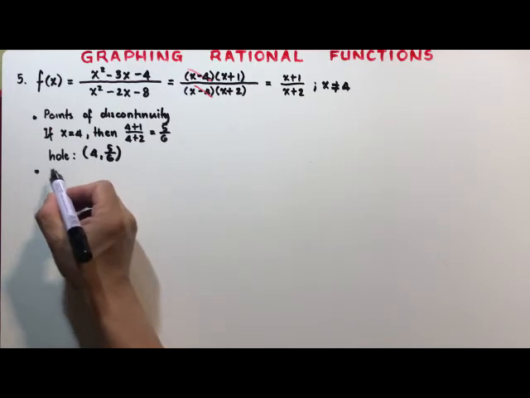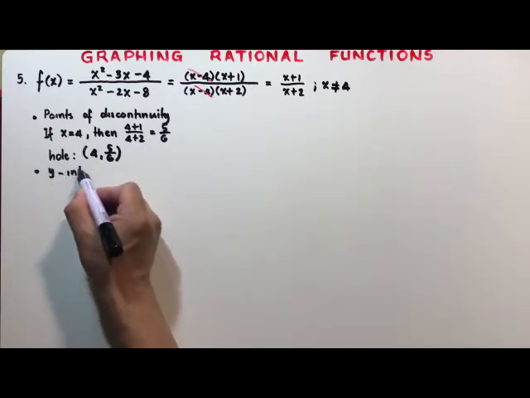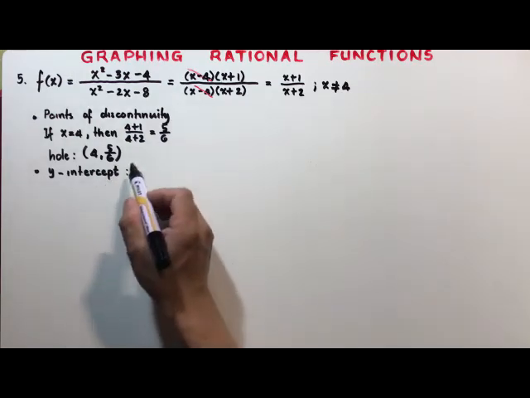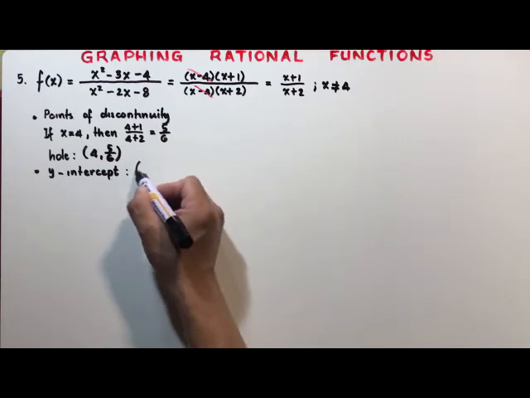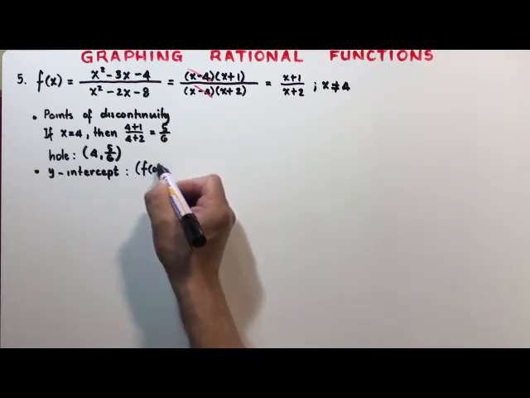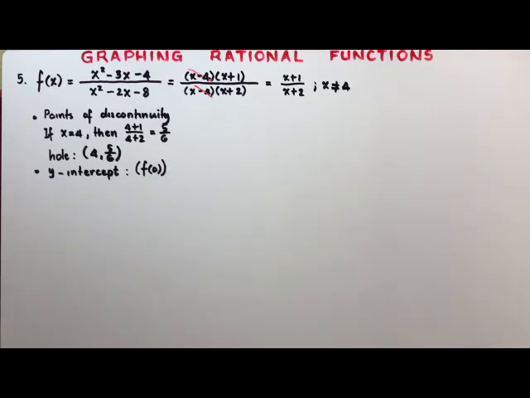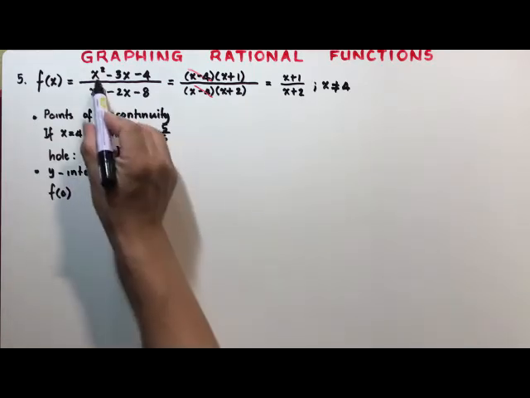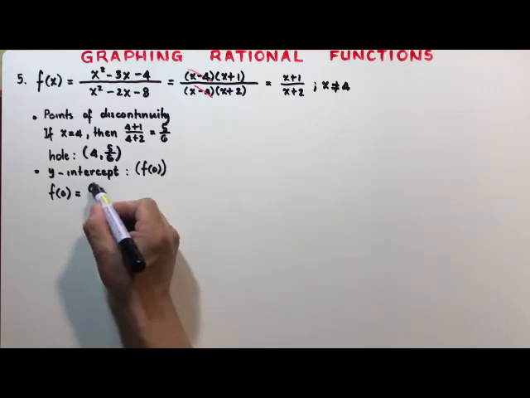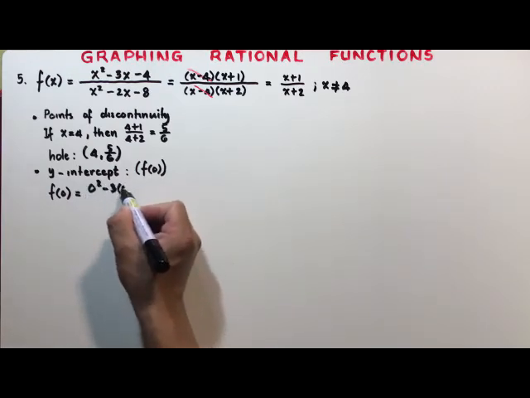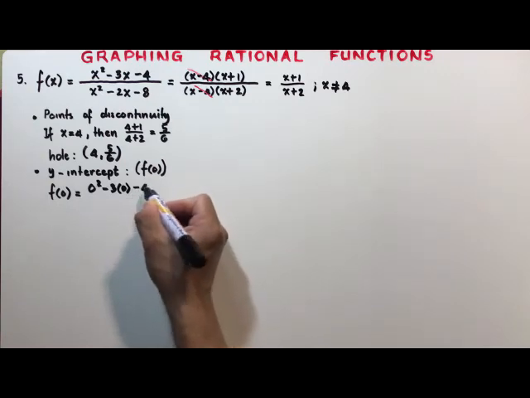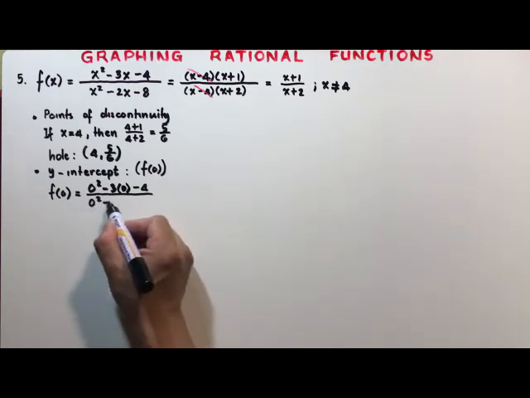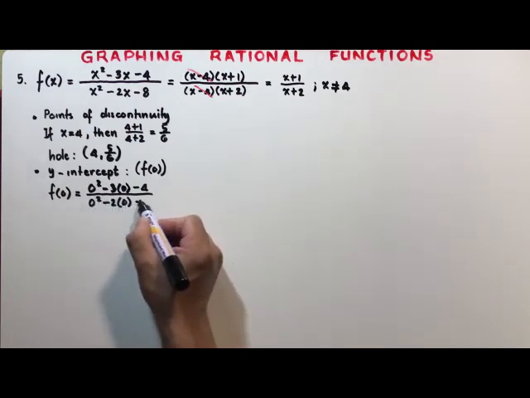So next is to find the y-intercept, if there's any, in this rational function. So how do you get the y-intercept again? The y-intercept is obtained by evaluating the function at x equals 0, because at the y-intercept, the x is 0. So what is f of 0? We just substitute it here, and that is 0 squared minus 3 times 0 minus 4. And in the denominator here, we have 0 squared minus 2 times 0 minus 8.